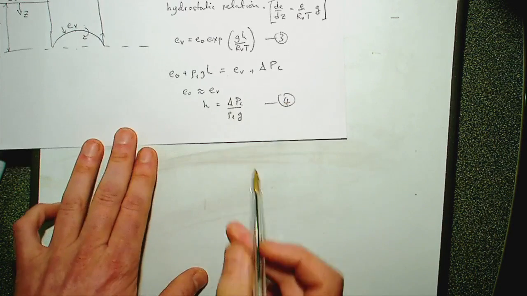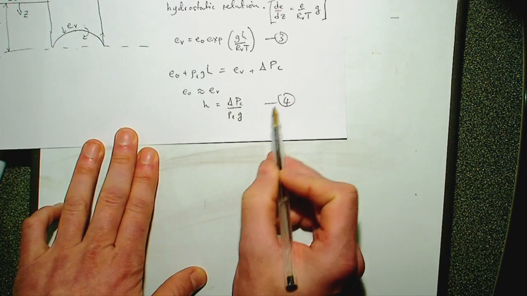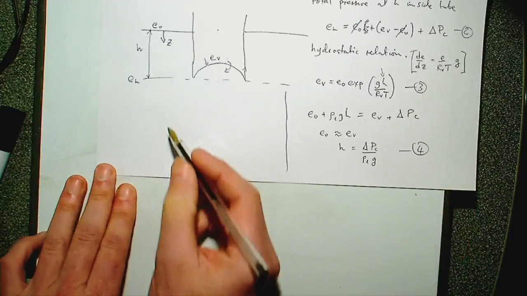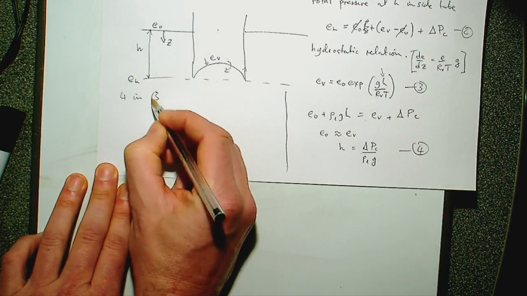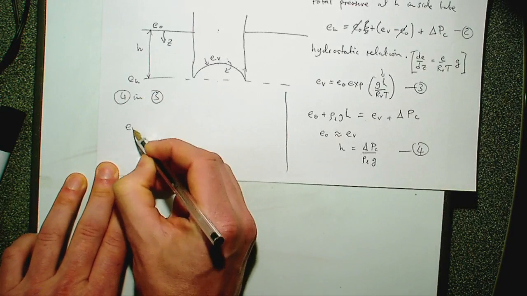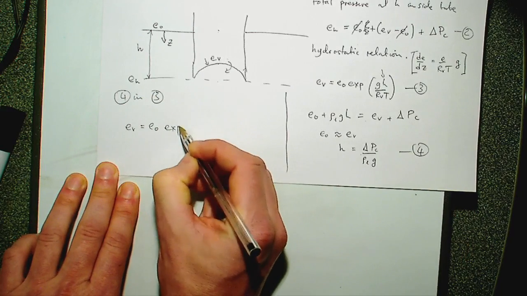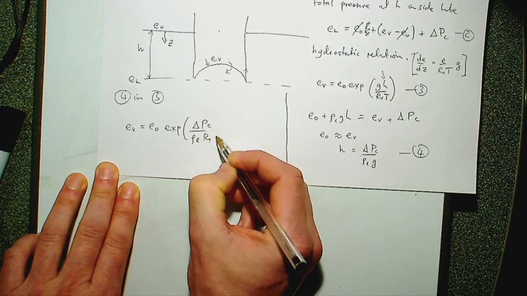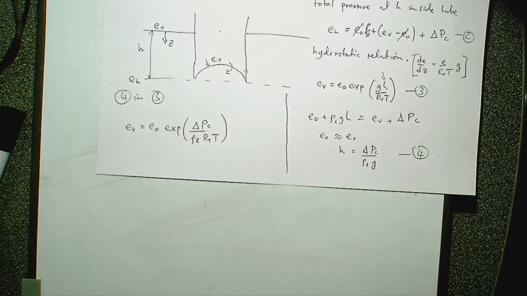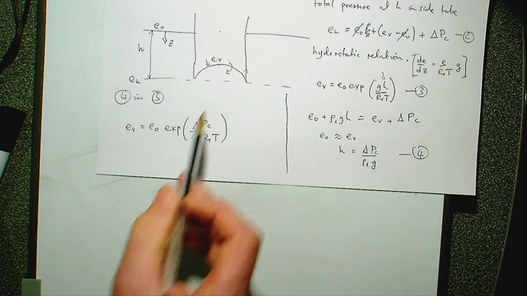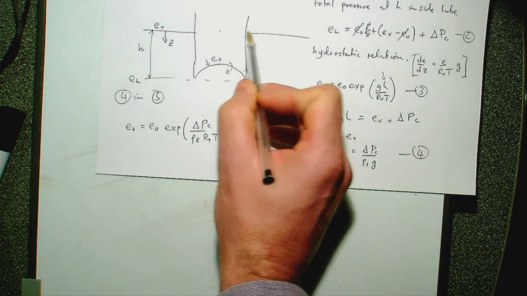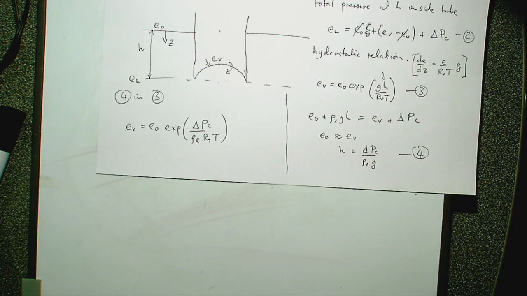And we can substitute equation four into equation three. There's H here, so I'm going to write it down here. Four in three gives us EV equals E naught EXP of delta PC over rho L RV times T. So that tells me what the pressure over this curved surface is. And the pressure over this curved surface is higher than the pressure over the flat surface. That's interesting. That's relevant to cloud formation.